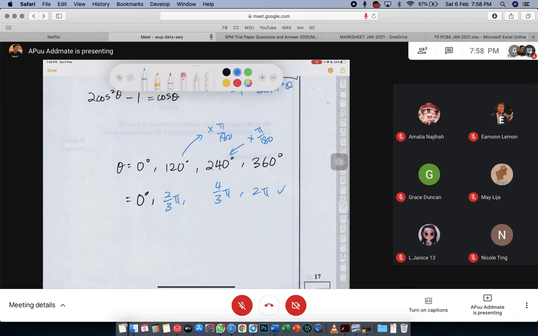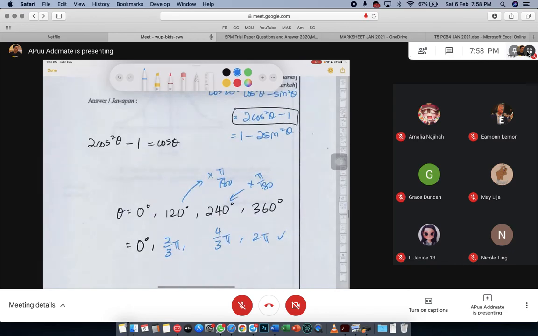If you see the question says in the form of pi, because you already know how to change to pi, you will just change to radian. Then you get your answer. Okay? Alright, if that's the case, then we look at one more question.